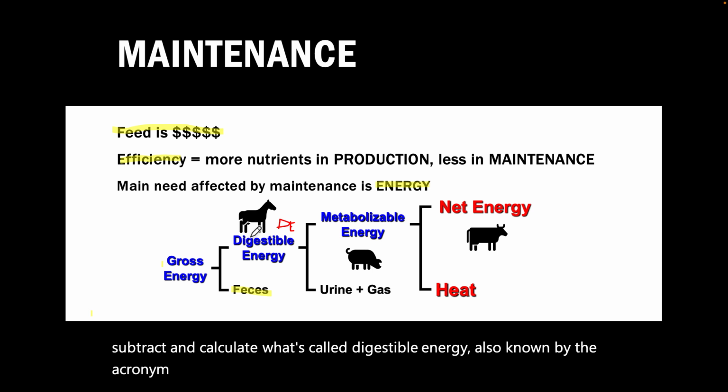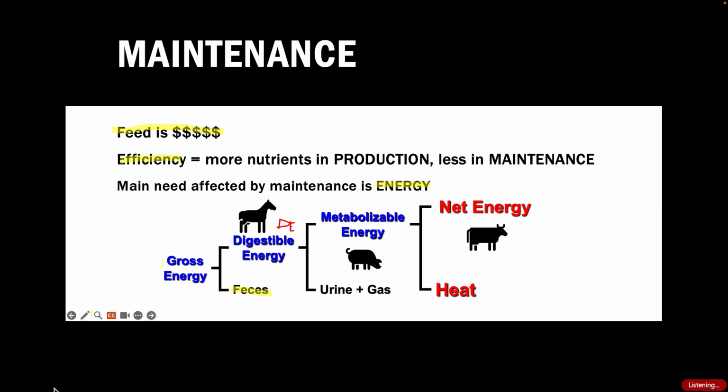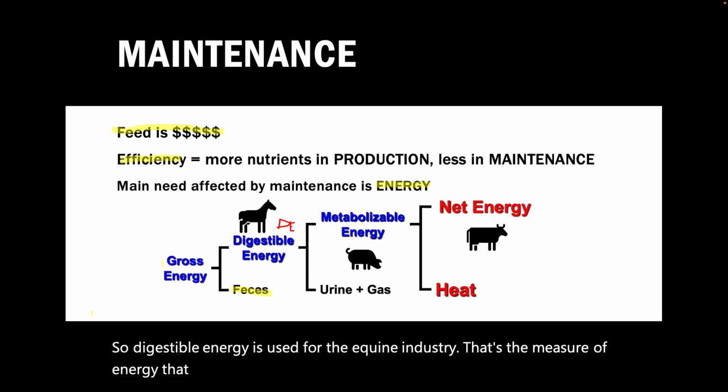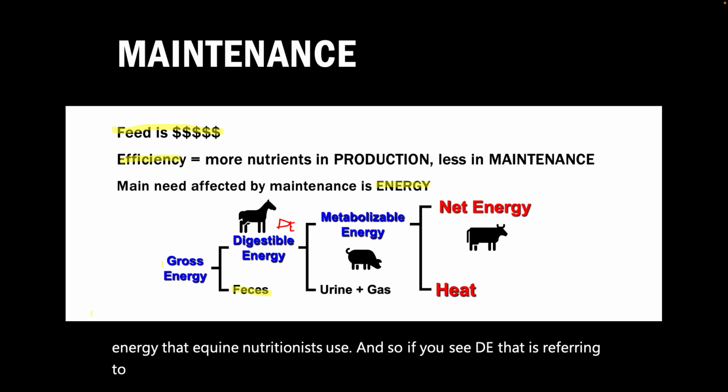This is the measure of energy that's common in the equine industry. They use number of calories of digestible energy per day or per pound of dry matter. So digestible energy is used for the equine industry. That's the measure of energy that equine nutritionists use. And so if you see DE, that is referring to digestible energy.